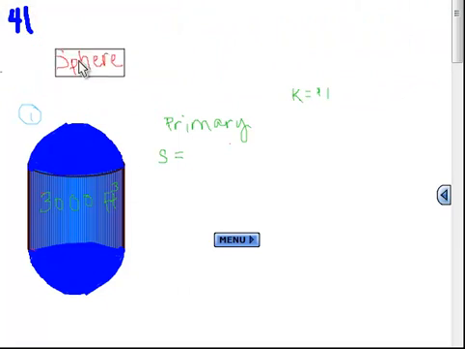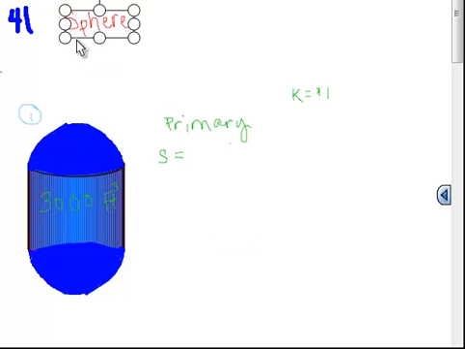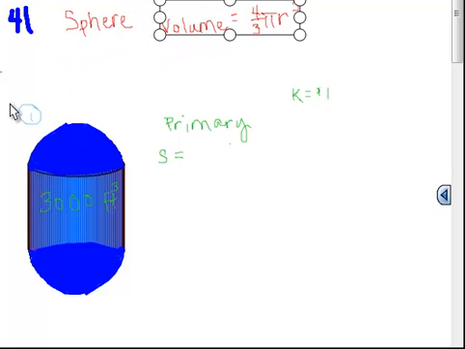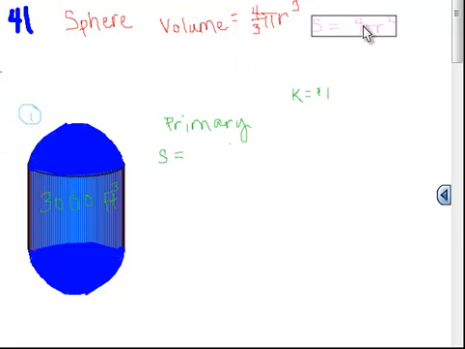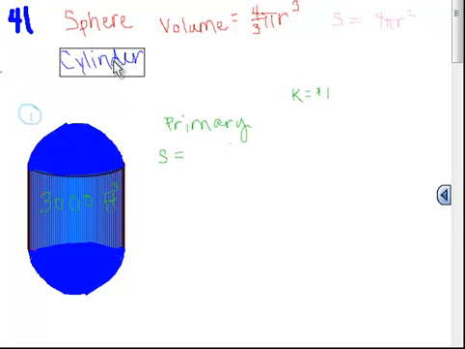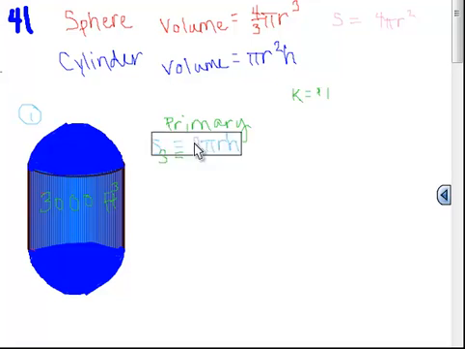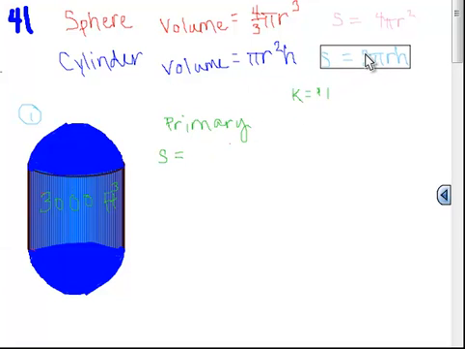And what I'm going to go ahead and do is give the formulas that we might be interested in. So for a sphere, the volume of a sphere is going to be given by that equation, and the surface area of a sphere is going to be given by that equation. I found these in the front of your textbook. And a cylinder, the right cylinder, is going to have a volume equation of this, and then a surface area equation of this.